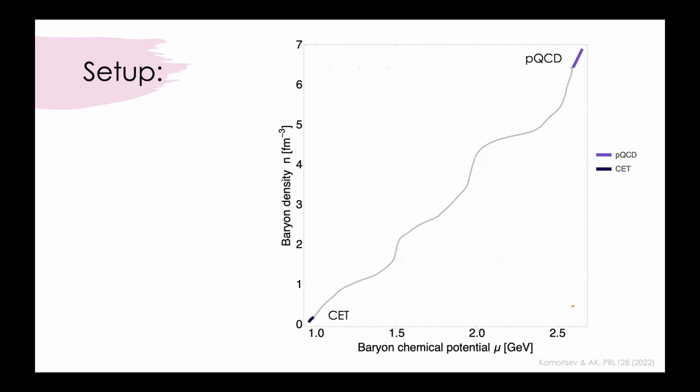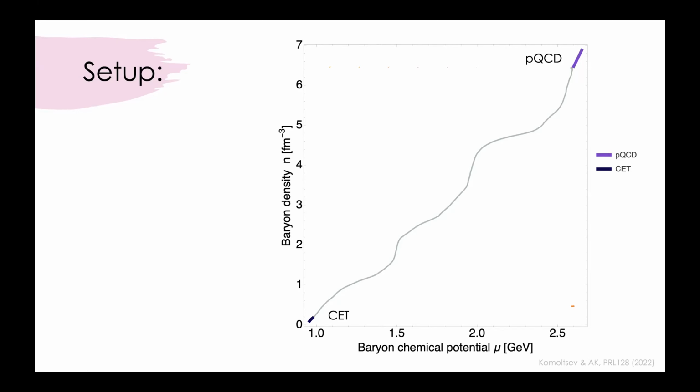The most convenient way to impose all of these constraints to the equation of state, we figured out that it's instead of looking at energy density versus pressure, it's more beneficial to look at the baryon number density as a function of baryon chemical potential. And so here in this plot, the chiral effective theory limit is here, the pQCD limit is there, and we start to ask what is the space of functions that we can access without violating these thermodynamic constraints that we have available.